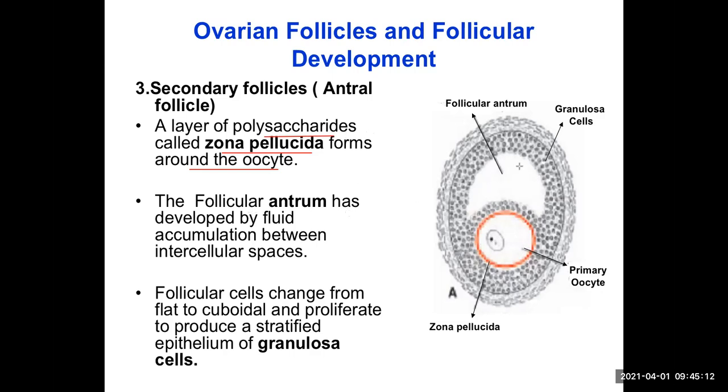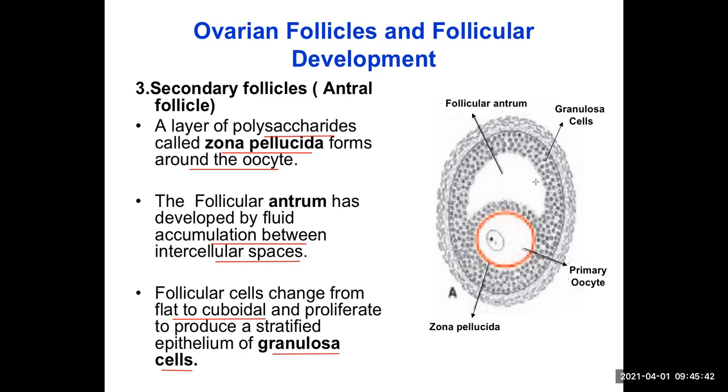The follicular antrum is a cavity that develops by fluid accumulation between the intercellular spaces, and it is important for nourishment. Follicular cells change from flat to cuboidal and proliferate to produce a stratified epithelium of granulosa cells. These are called granulosa cells here. These granulosa cells are so important.